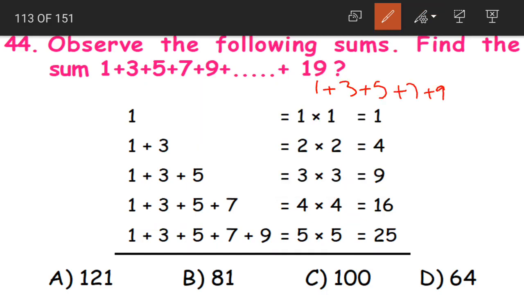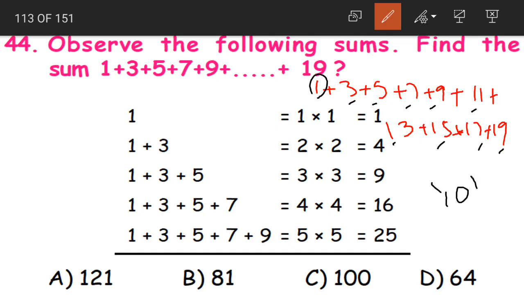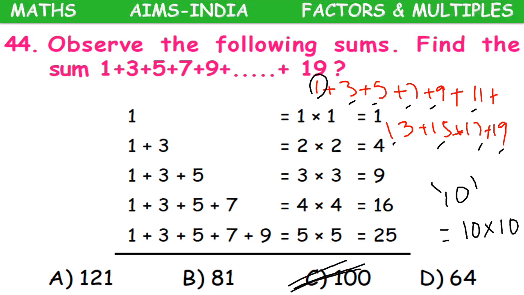In the same way, in the given question, we have 1 plus 3 plus 5 plus 7 plus 9, till what, children? We have to write till 19. So till 19, how many odd numbers do we have? 1, 2, 3, 4, 5, 6, 7, 8, 9, 10. We are having 10 odd numbers. So what will be the sum? 10 into 10. That is nothing but our option C, 100. Yes, it's a very easy trick, right?